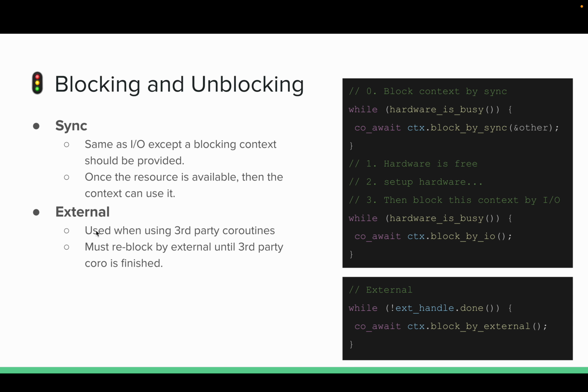If you have an awaitable that can do that, then that's great. You can do that. You can await it. Otherwise, the appropriate thing to do when we don't have awaitable support is to just simply have the coroutine handle, or whatever object you have, check to see if it's done. If it's not, continually loop, blocked by external.